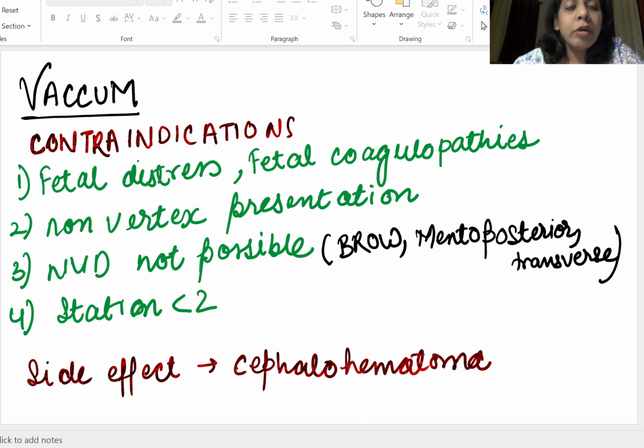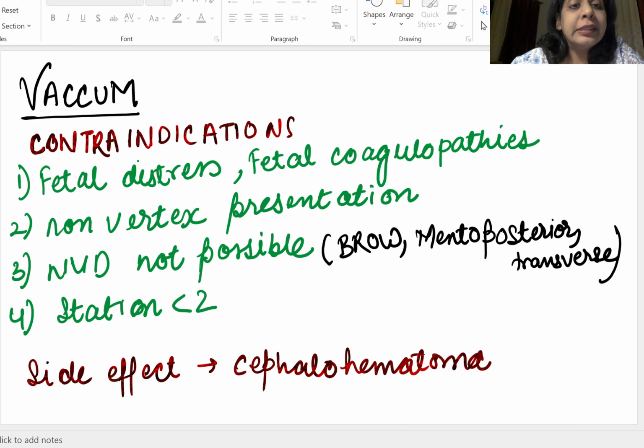Number two is non-vertex presentation. What do you mean by non-vertex? For example, if it is a face, in the mento-anterior position of the face, normal delivery can happen. So if we have to apply the forceps, we can apply it in the mento-anterior position, but not the vacuum.